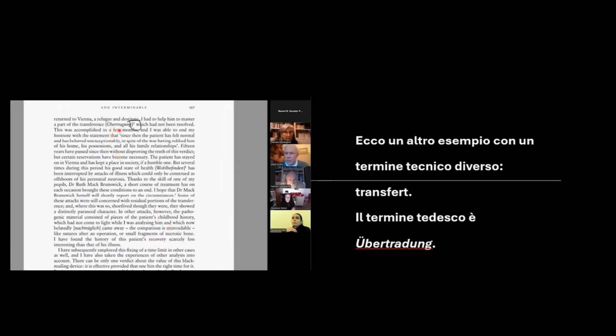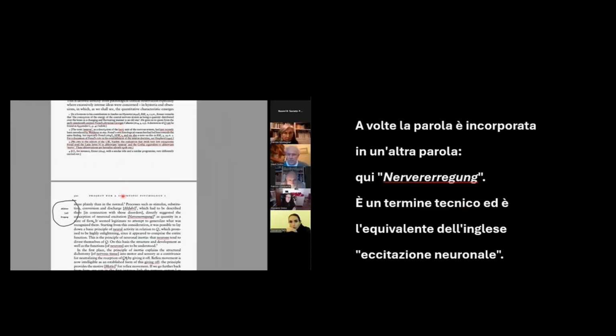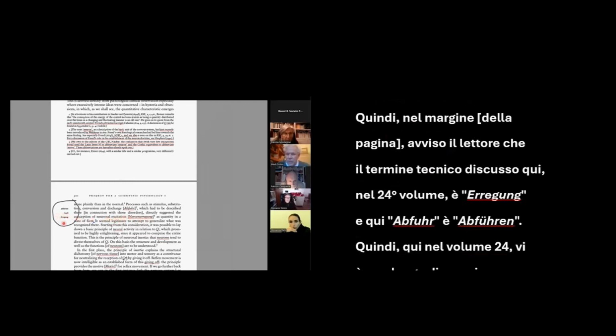Here's another example with a different technical term, "transference," the German of which is Übertragung. Sometimes the word is embedded in another word. Here, Erregung is the technical term, and that's the equivalent of the English "neuronal excitation." So I make the reader aware in the margin that the technical term here that is discussed in the 24th volume is the term Erregung. And here with Abfuhr, it is Abfuhren.